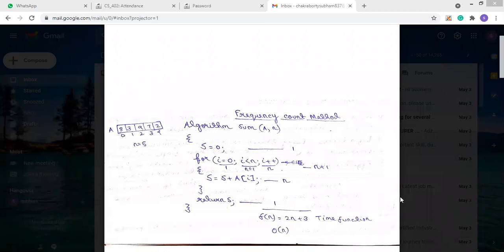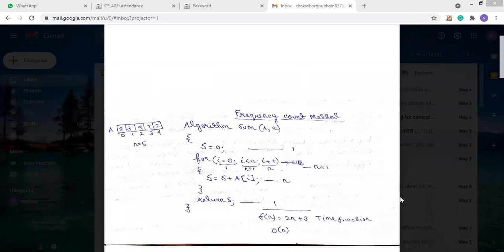Then you can see s equal to 0. We already know that at first, during declaration, the sum value is declared as 0, that is s equal to 0. For the execution of this statement, one unit of time is required. In the previous class, we have seen that the execution of a simple statement requires 1 unit of time. That's why for s equal to 0, we consider 1 unit of time.